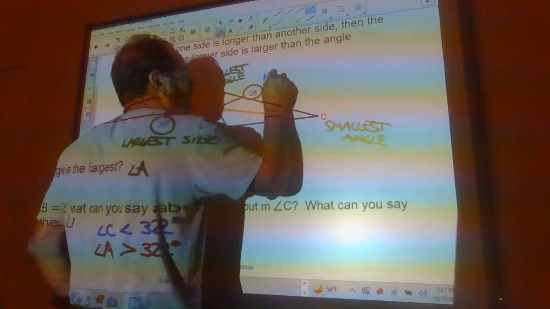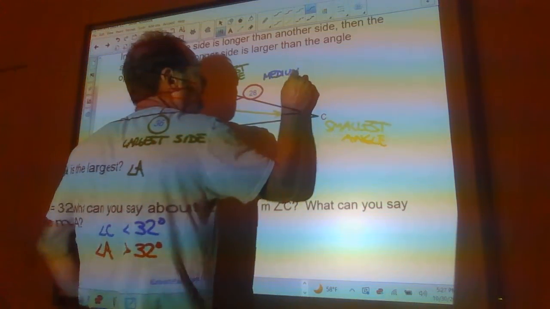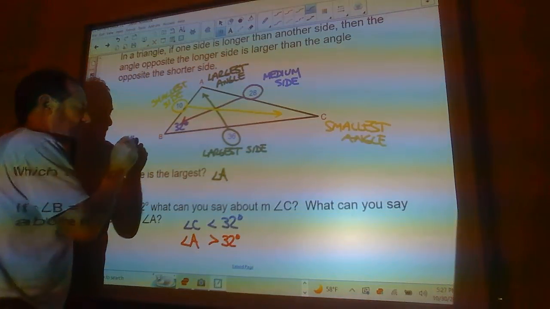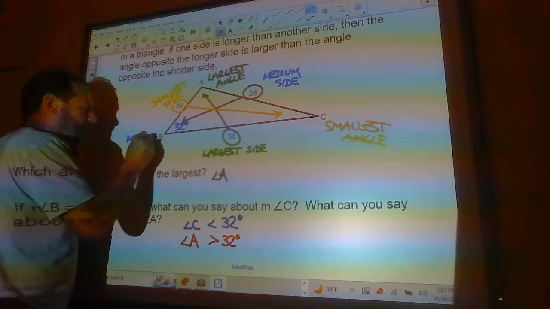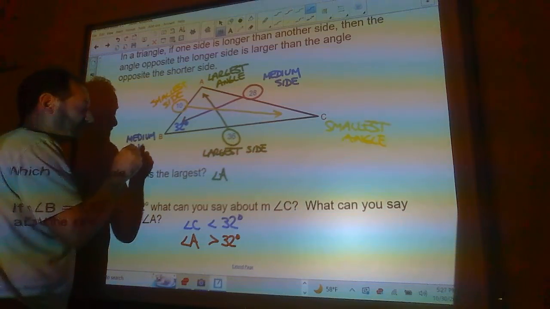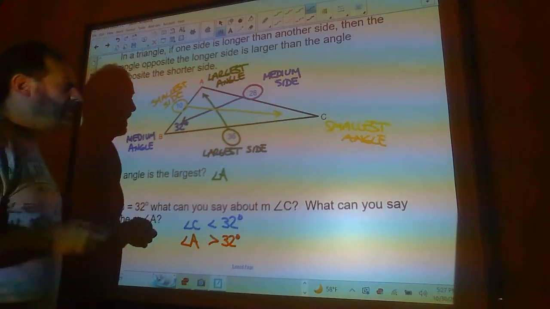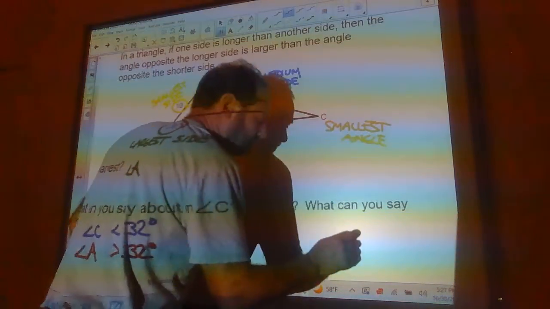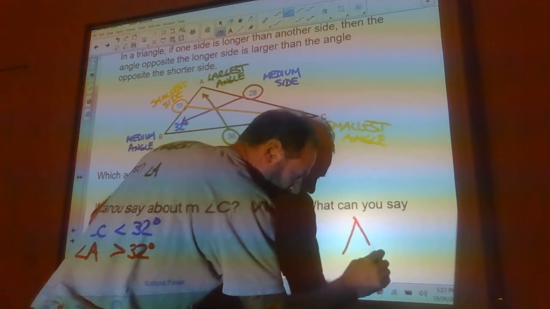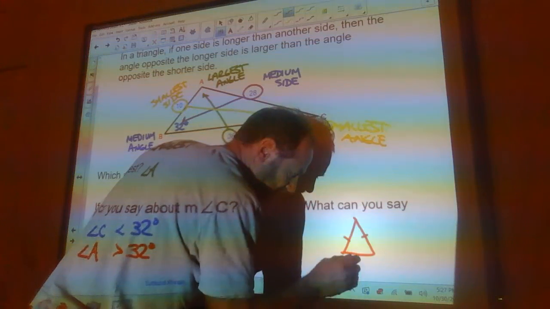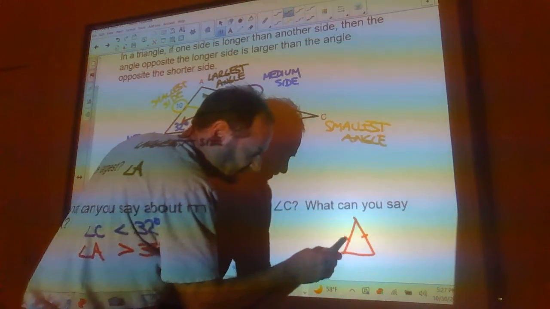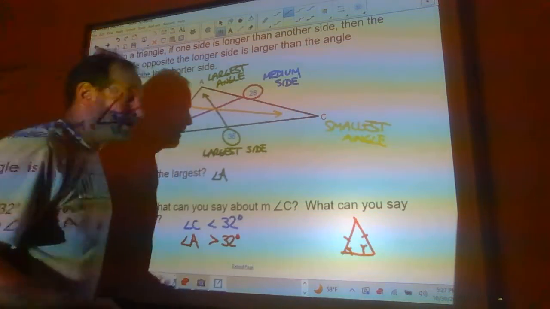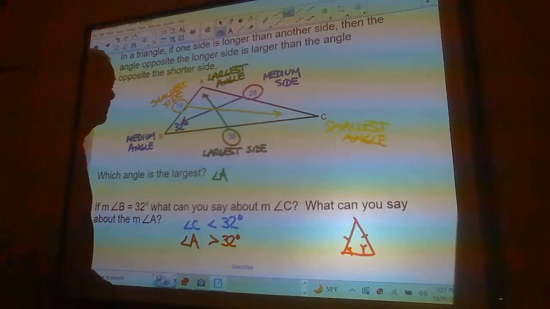And medium side means this is the medium angle. Now that also goes with an isosceles triangle, where remember we said the base angles of an isosceles triangle were equal to each other. So if I've got an isosceles triangle like this, that means that since these two sides are equal, these two angles have to be equal as well.